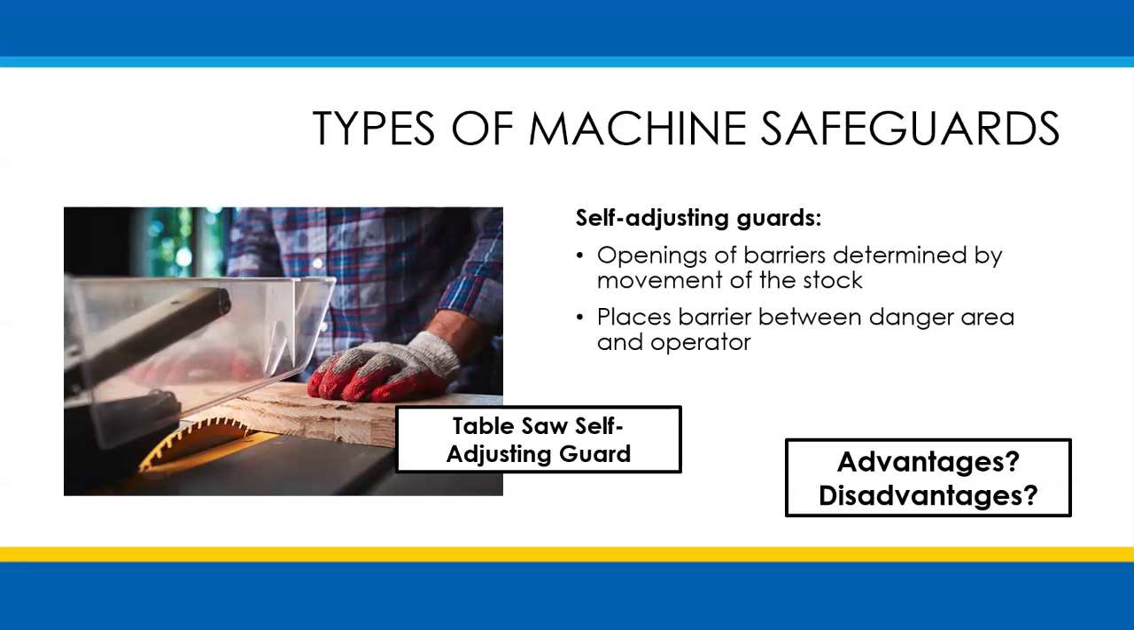For self-adjusting guards, the barrier is determined by the movement of the stock. As the operator moves the stock into the danger area, the guard is pushed away, providing an opening which is only large enough to admit the stock. After the stock is removed, the guard returns to the rest position.